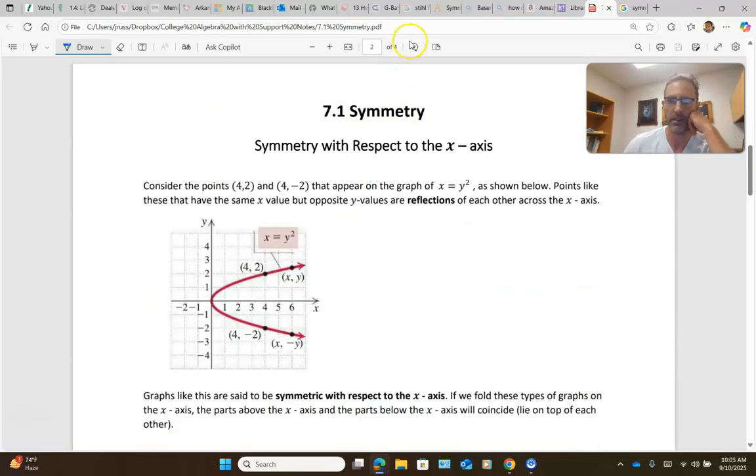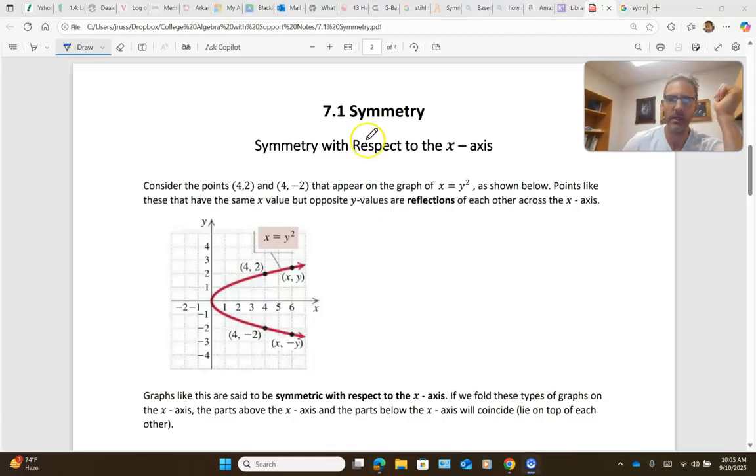All right. Okay, well, here we are going to consider three types of symmetry. Symmetry with respect to the x-axis. Okay, and when I say here, I'm referring to functions. We're going to be focusing on functions. What functions exhibit symmetry, and what types of symmetry do they exhibit?